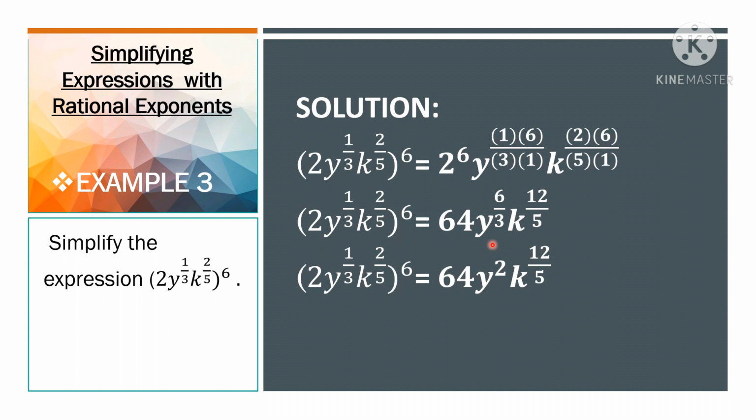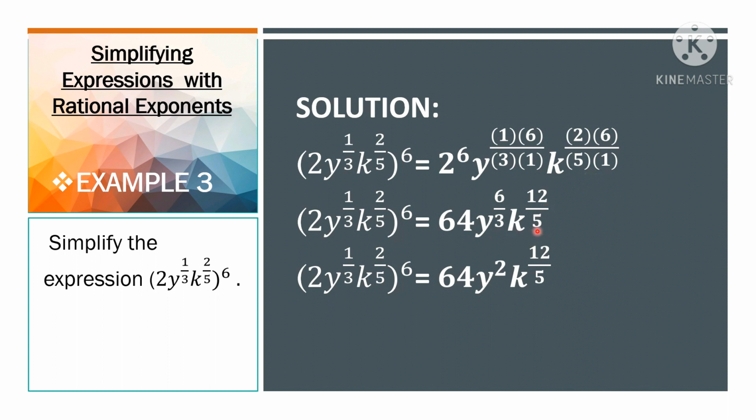And then, for base y or variable y, bakit siya naging 6 over 3? Numerator times numerator, that is 1 times 6. That's why we have 6 here. 3 times 1 is 3. For base k or variable k, 2 times 6 is 12. 5 times 1 is 5.